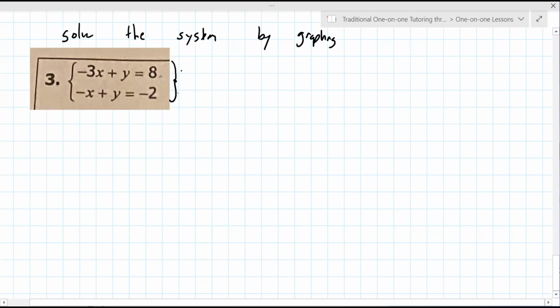If possible, you want to convert these both to slope-intercept form.